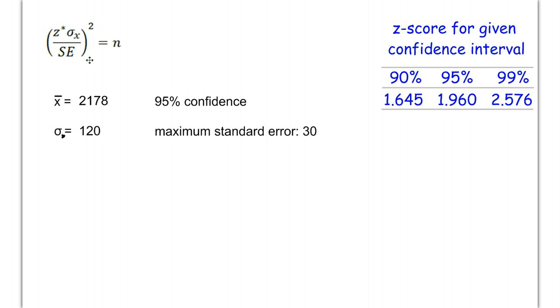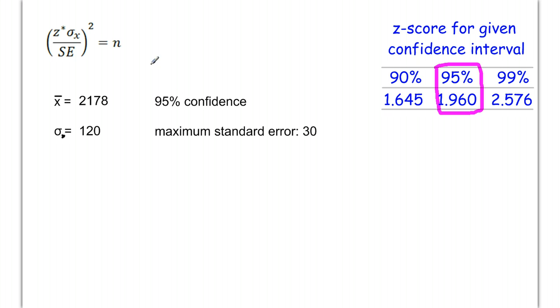So here's a quick example. We're given a problem where we have an average of 2178. You'll notice that the average shows up nowhere in this equation, and in fact, the average doesn't matter. It's only the standard deviation that matters here, so this 120 value is what we're going to use. We want to make our margin of error based on a 95% confidence interval, so we're going to use the z star based on 95%, which is 1.96. And the maximum standard error, SE, is going to be equal to 30.